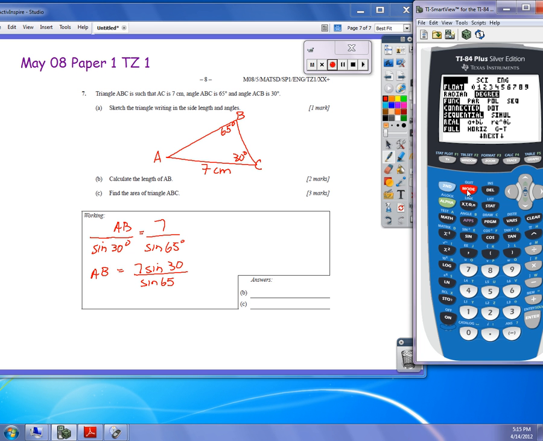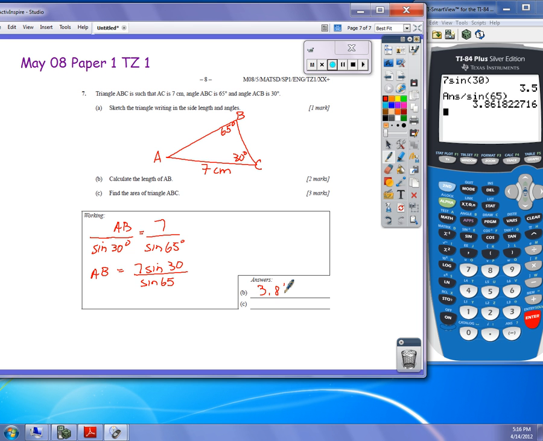So I'm now going to calculate 7 times the sine of 30, which I already know is a half, and then divide that by sine 65. And my answer is 3.86. And next I'm asked to find the area of the triangle.